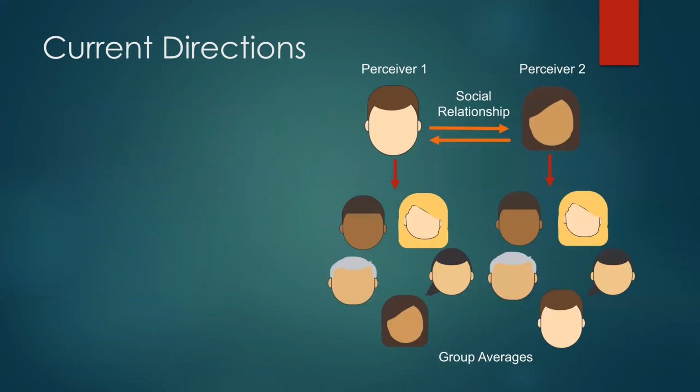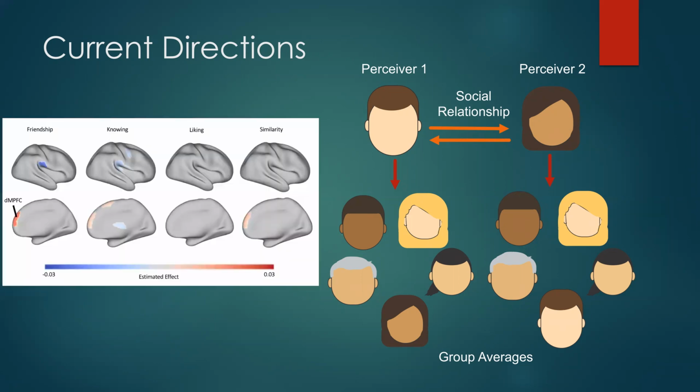We then took this one step further too, and instead of just looking at representations they had of a particular group member, we looked at representations these perceivers had of their group as a whole, and whether or not their representations of their group were similar, and whether this was modulated by the strength of the relationship. And again, here we show that the dorsal medial prefrontal cortex is implicated in many of these social relationship measures. So higher degrees of friendship and of knowing and similarity between these perceivers was associated with higher degrees of similarity between the representations that they had of their group as a whole.